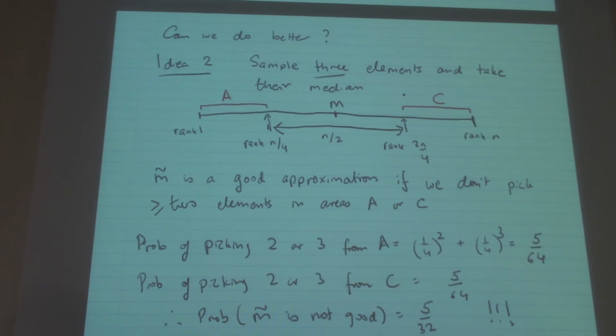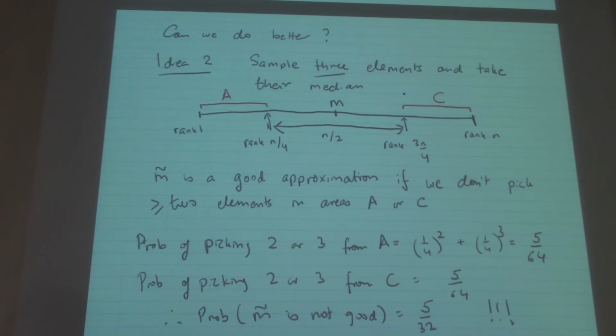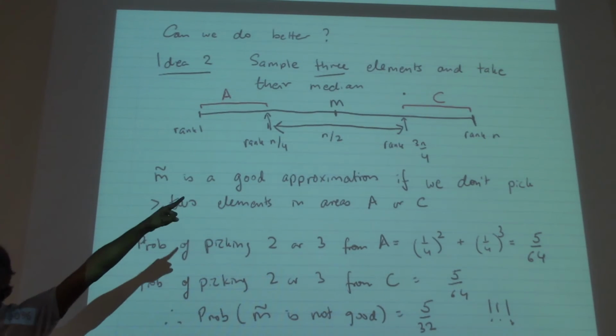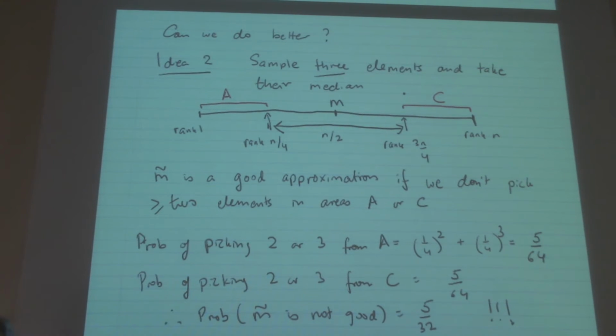When do we get a bad answer? Let's think carefully about this. Let's define the regions where bad things can happen. First of all, there's the A region there, which are things on one side, and the C region there, which are things on the other side. The claim that drives this algorithm's analysis is the sentence right here: as long as you do not pick 2 elements in A or 2 elements in C, you're fine.